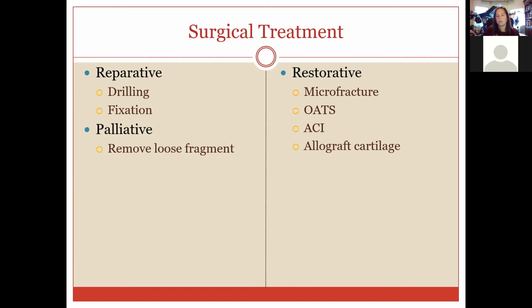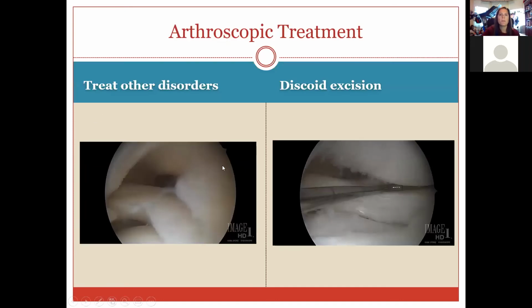Palliative is really reserved for really small lesions where the patient has fallen off and I'm just trying to get something new to grow there, or just let it fill in on its own. And then restorative, I'm trying to do something to reestablish the normal bone and cartilage that's supposed to be there.